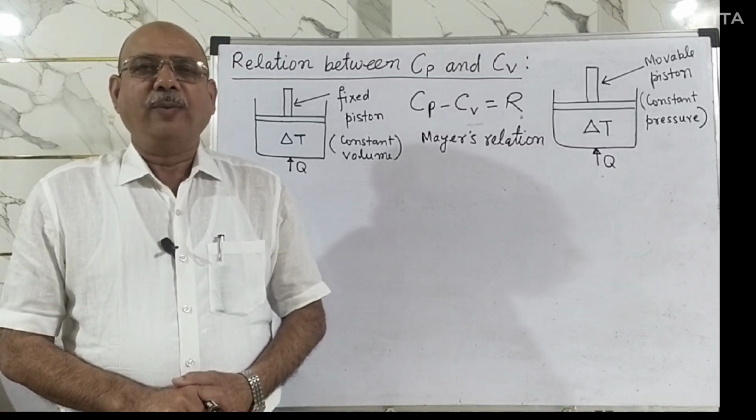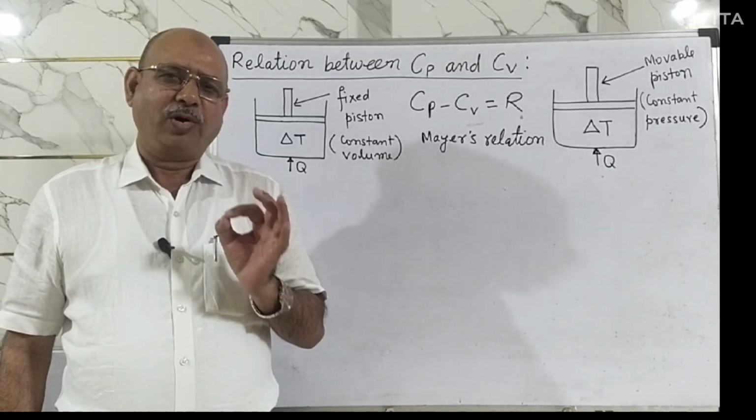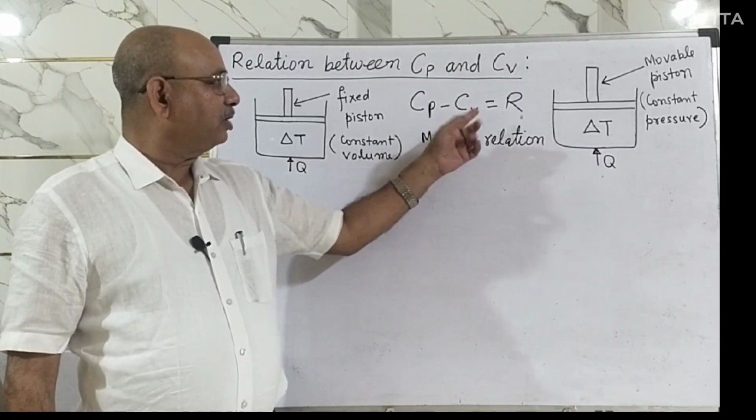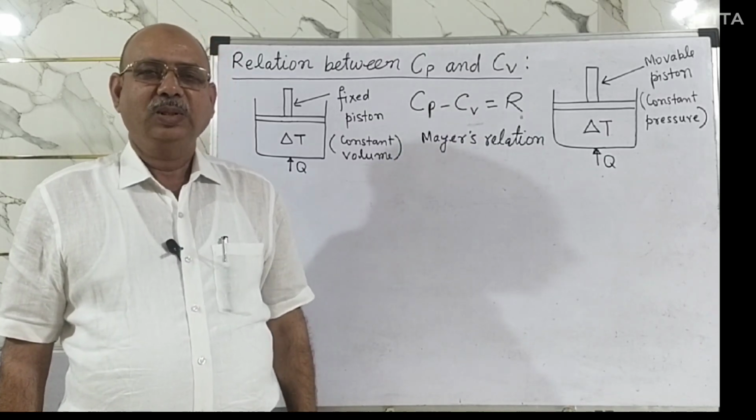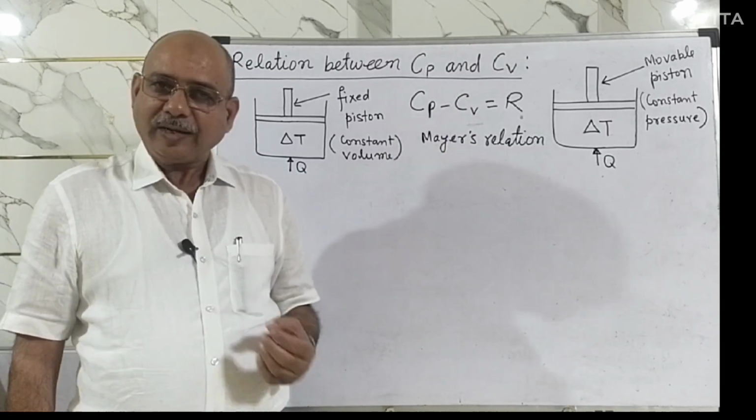In this video, I am going to prove a very important relation. Cp minus Cv is equal to R. It is also called Mayer's relation.